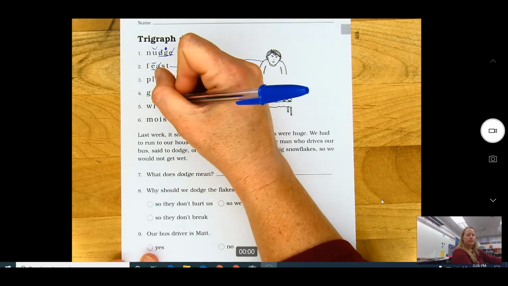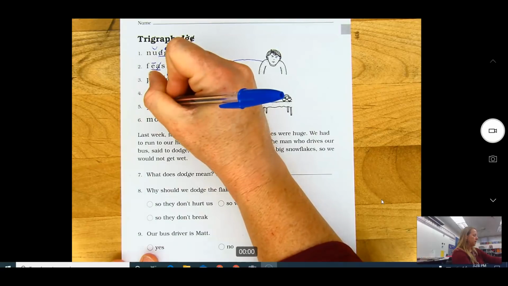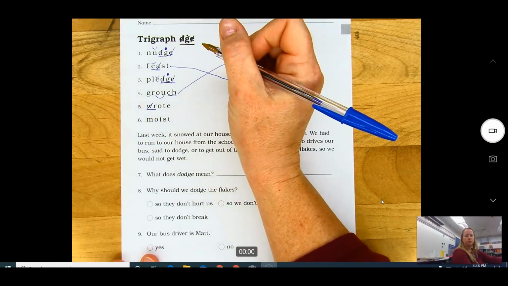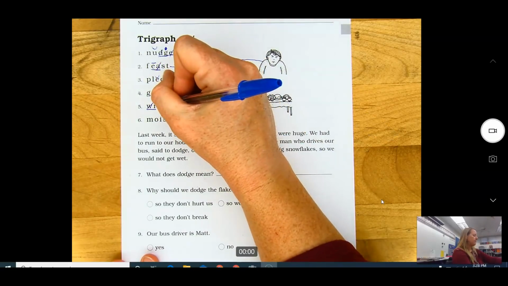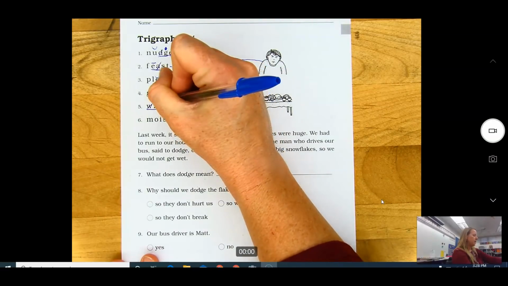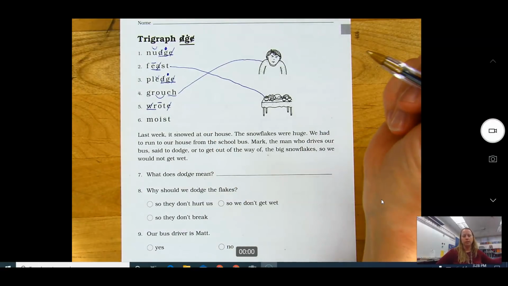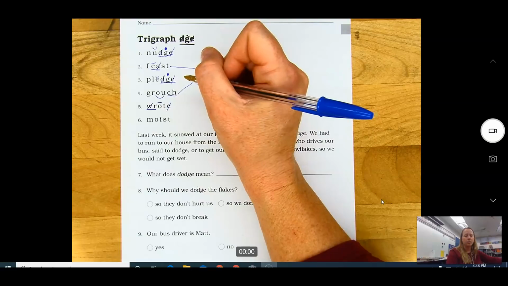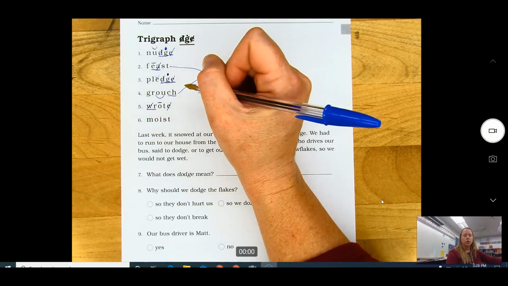WR is a digraph, because we have two letters that come together to make one sound. We do not hear the W. We have a vowel consonant E, so that means that when we see a vowel consonant E, the vowel is going to be long, so we code it with the macron, and cross out the E. The E is not going to say anything. So we say this word as wrote.